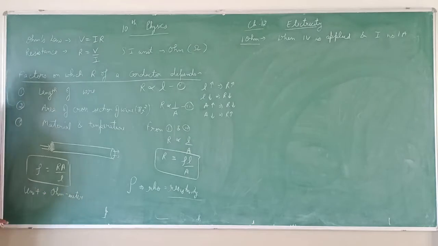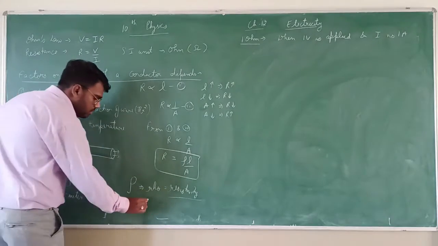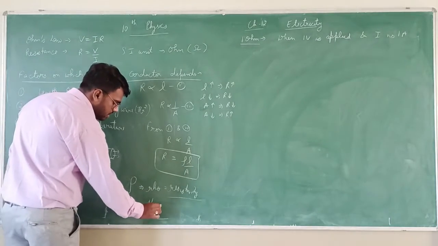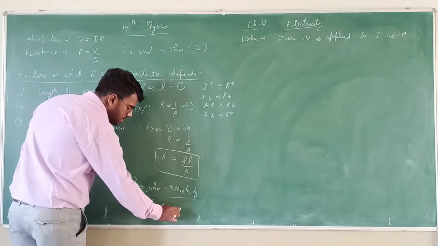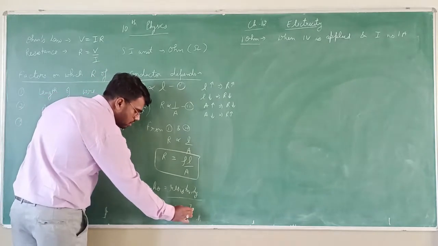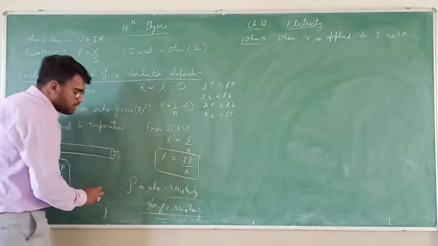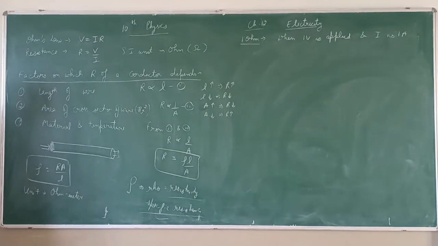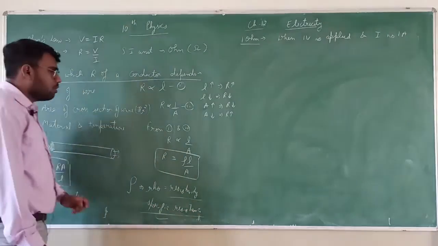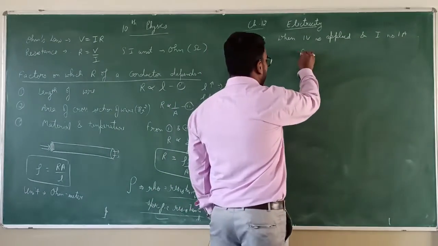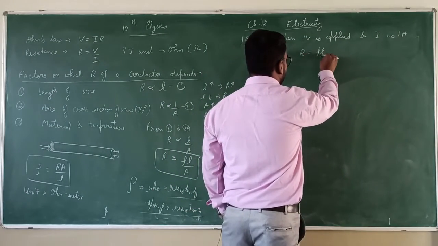Okay, and its name is resistivity, and we also call it specific resistance. Why do we use this word specific resistance? Because it is also resistance, but a special case of resistance. To understand the special case, we will go to the formula. So the formula is R equals rho L by A.